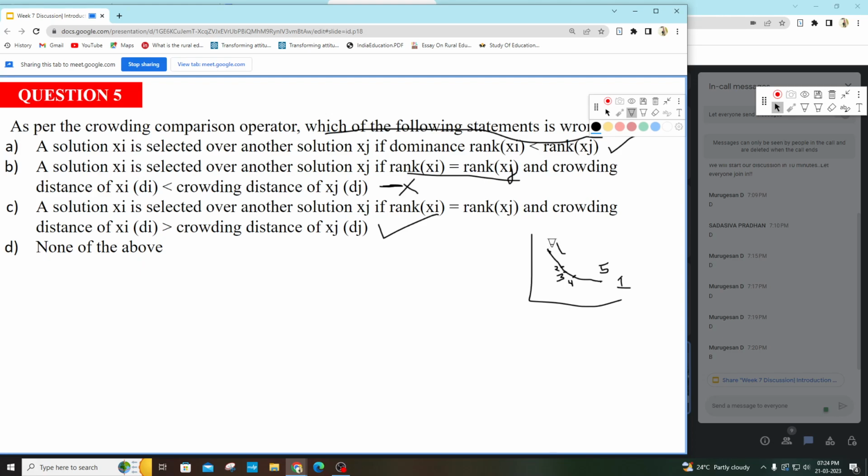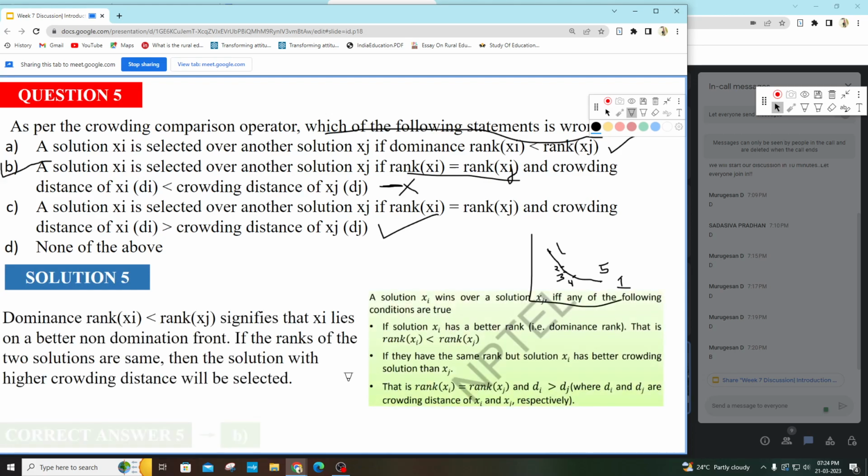Like the crowding distance of the first point and fifth point are greater than the crowding distance of all the other points, so these points are selected over all the other points. So this is a true statement. As here we have to find out the wrong statement, B is the wrong statement. So the answer is B. Is this clear? Yes, sir, clear.